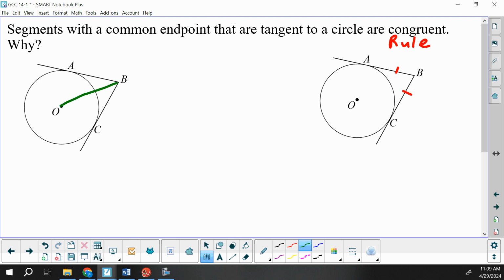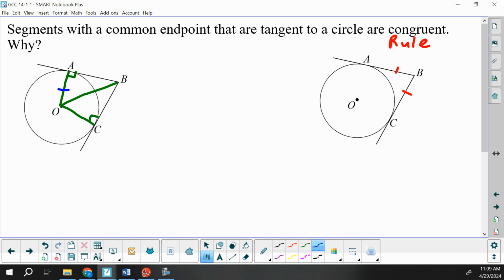So let's connect O to B, connect O to A, and O to C. Well, O to A and AB should form a right angle, because that's a radius and a tangent meeting. Same thing at C, we should have a right angle.